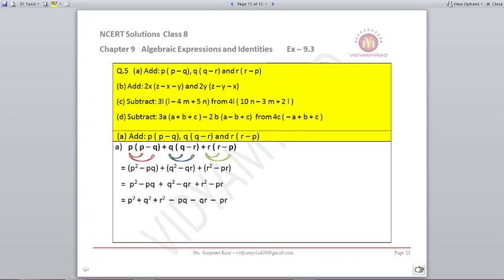Okay. Now arrange it, open the brackets, and you will see that you get p square minus pq plus q square minus qr plus r square minus pr. Now this is your answer. Nothing can be cut from here. You can't add, you can't subtract, all are different. So what we will do is we will just arrange it systematically or properly. Means powers will come first and then we can write the other variables. So we can arrange it. Answer comes to p square plus q square plus r square minus pq minus qr minus pr. Same way we will do the next questions.